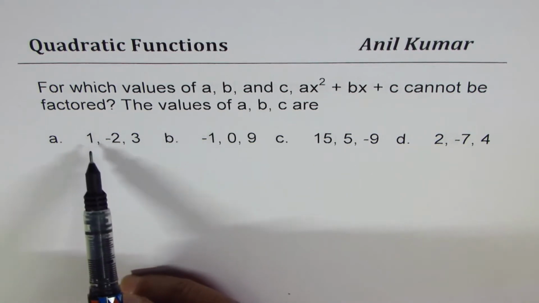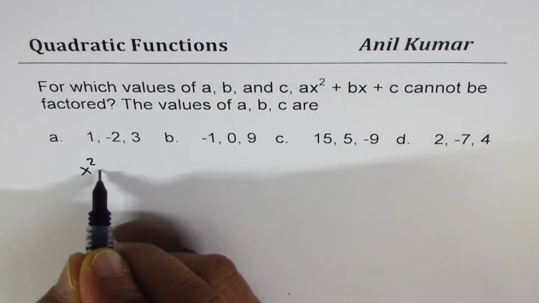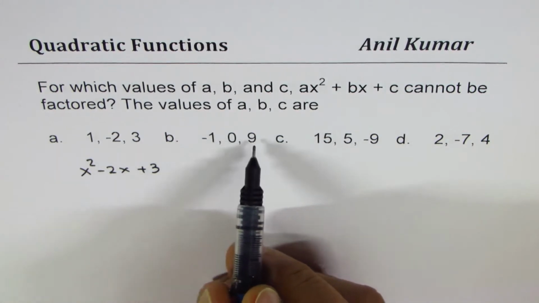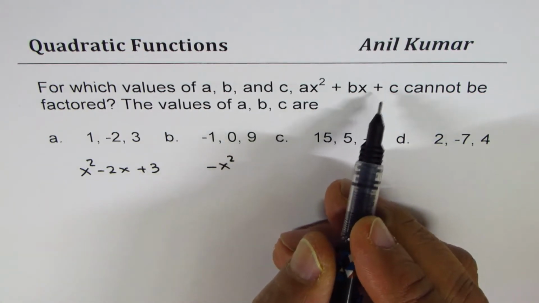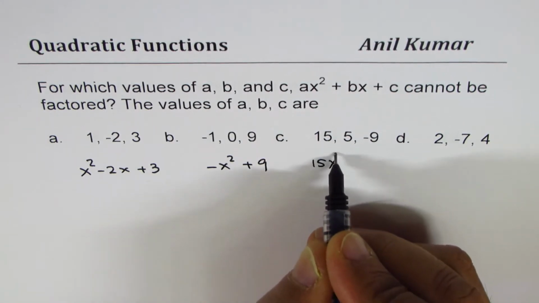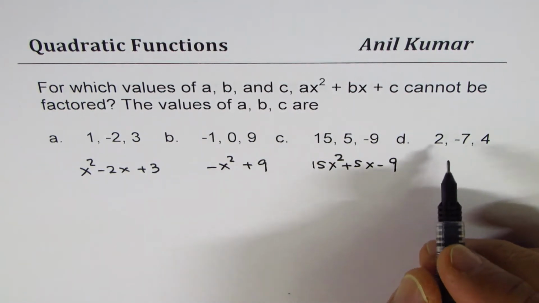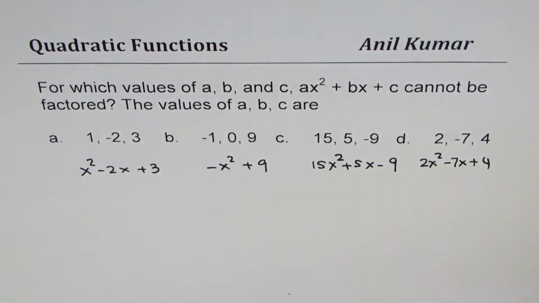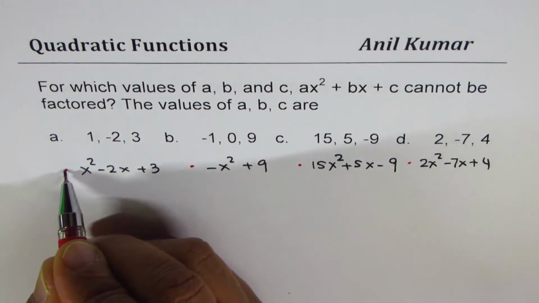Now, if I take a, b, c as 1, minus 2, 3, what kind of equation do I get? I'll get x squared minus 2x plus 3, right? And if I take minus 1, 0, 9, I get minus x squared. b is 0, so you're left with a constant plus 9. Here I get 15x squared plus 5x minus 9. And in this case, we get 2x squared minus 7x plus 4, right? So these are the four equations, and we have to figure out which of these cannot be factored.